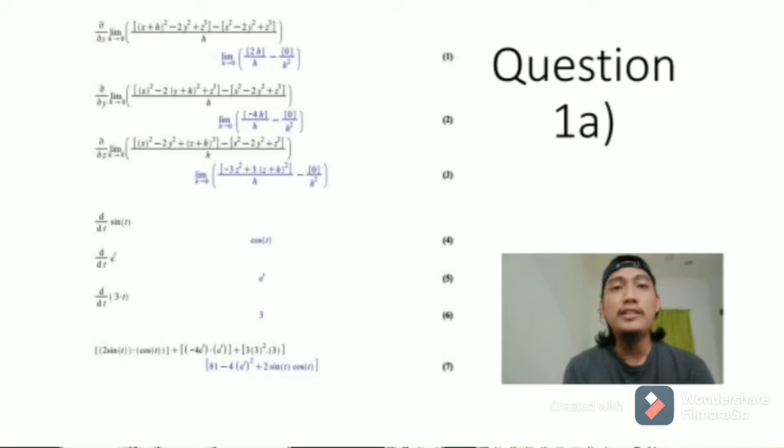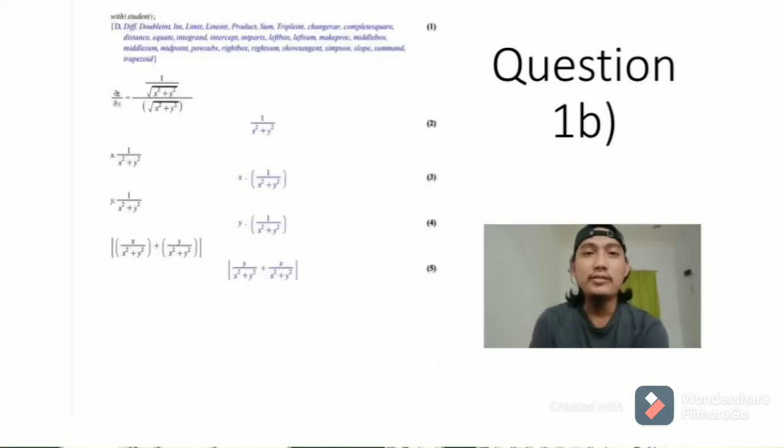So firstly, we need to find dv per dx. We use a chain rule formula, and then the same goes to dv per dy and dv per dz. And then we find the differential of x, y and z. Lastly, we add into the formula and we get the answer.